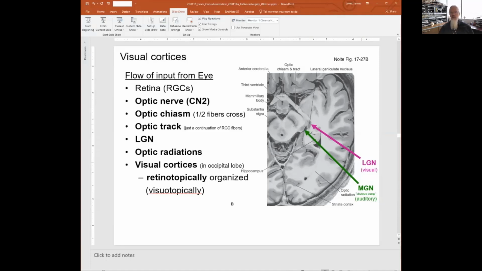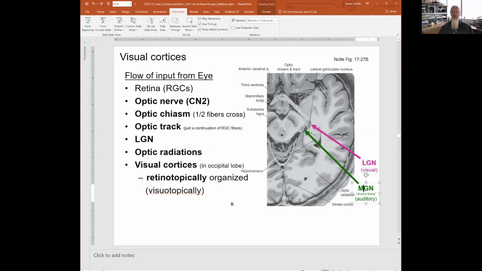And to memorize LGN from MGN, L is for light, light LGN. M is for music or sound. Sound processing is more your medial geniculate nucleus. LGN is light, lateral geniculate nucleus. Okay. And then we have our optic radiations that would be coming back here to the calcarine sulcus and these other visual areas. And these inputs are all retinotopically organized or visuotopically organized.